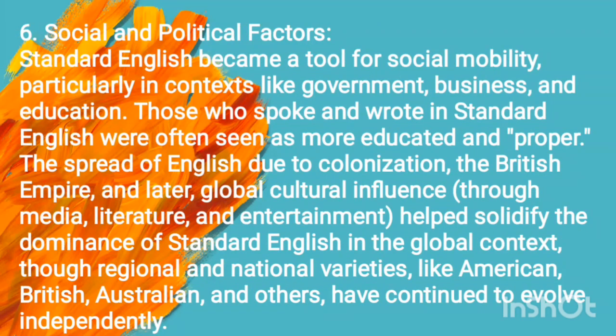Social and political factors in the spread of standard English were influenced by, first one, education. So schools began teaching standard English as the correct way to speak and write. This made it the dominant form of English in formal settings. Next one is colonization and the British Empire. As Britain colonized other parts of the world, standard English was introduced in India, Africa, Australia, and North America. This led to the development of different varieties of English, that is American English, Australian English.